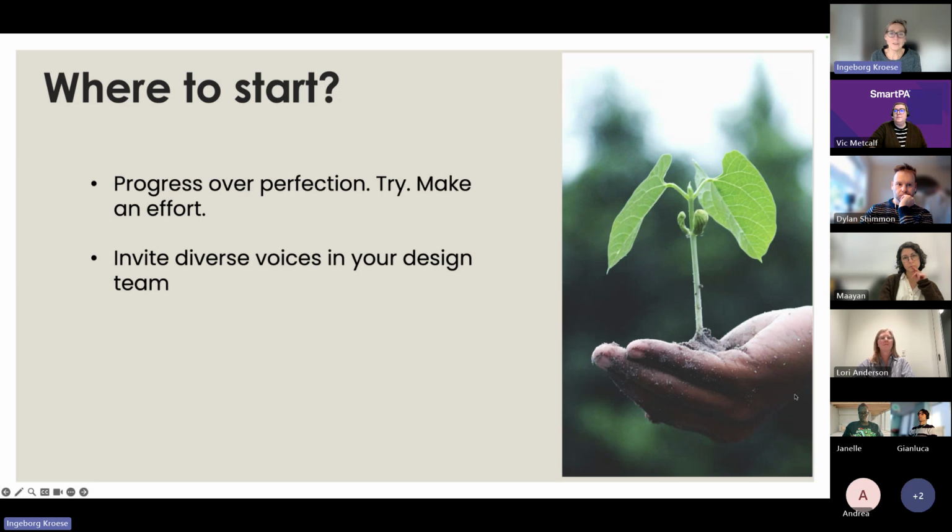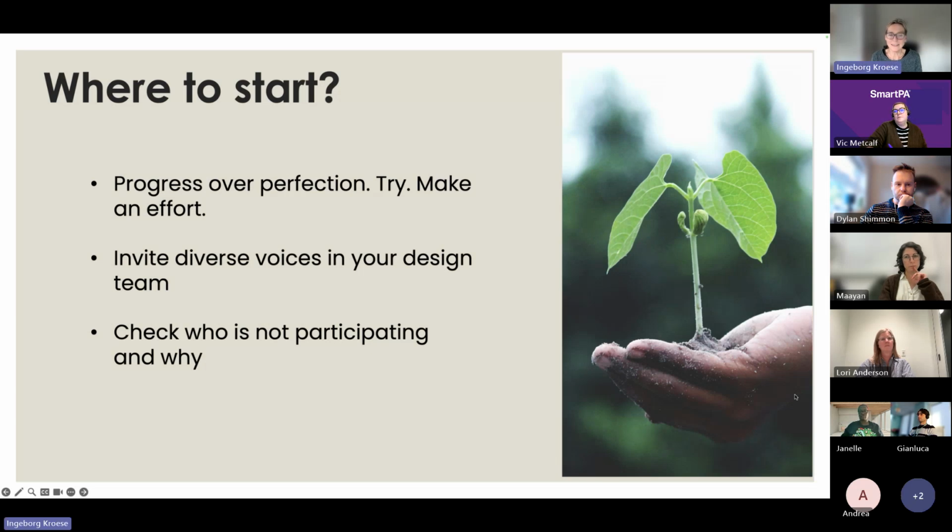Invite diverse voices in your design team is another one that can be really helpful, is inviting people to share their knowledge and their experiences and how we may be limited in what we see and assume is true. So inviting those diverse voices is recommended.